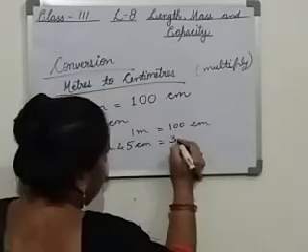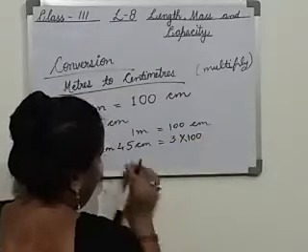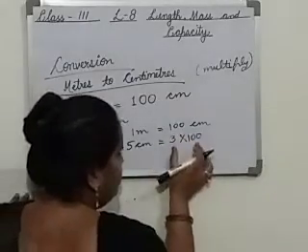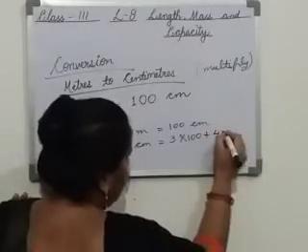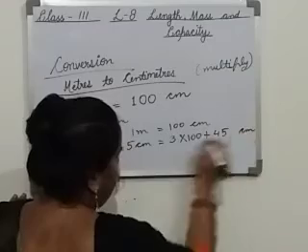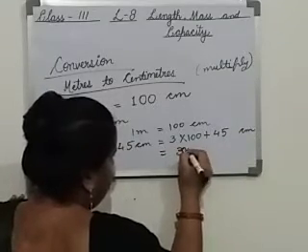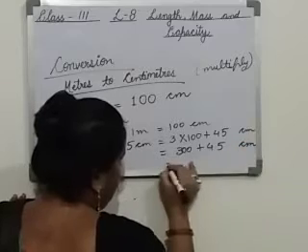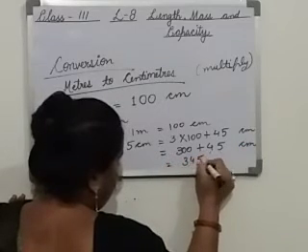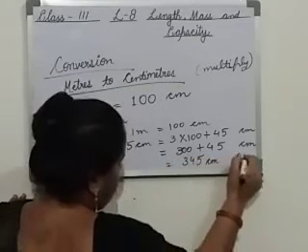So how we will change? 3 multiply 100, and whenever we get the answer, 45 is already in centimeter, so we will plus this 45 centimeter. 3 multiply 100, 300 plus 45 centimeter. Answer will be 345 centimeter.